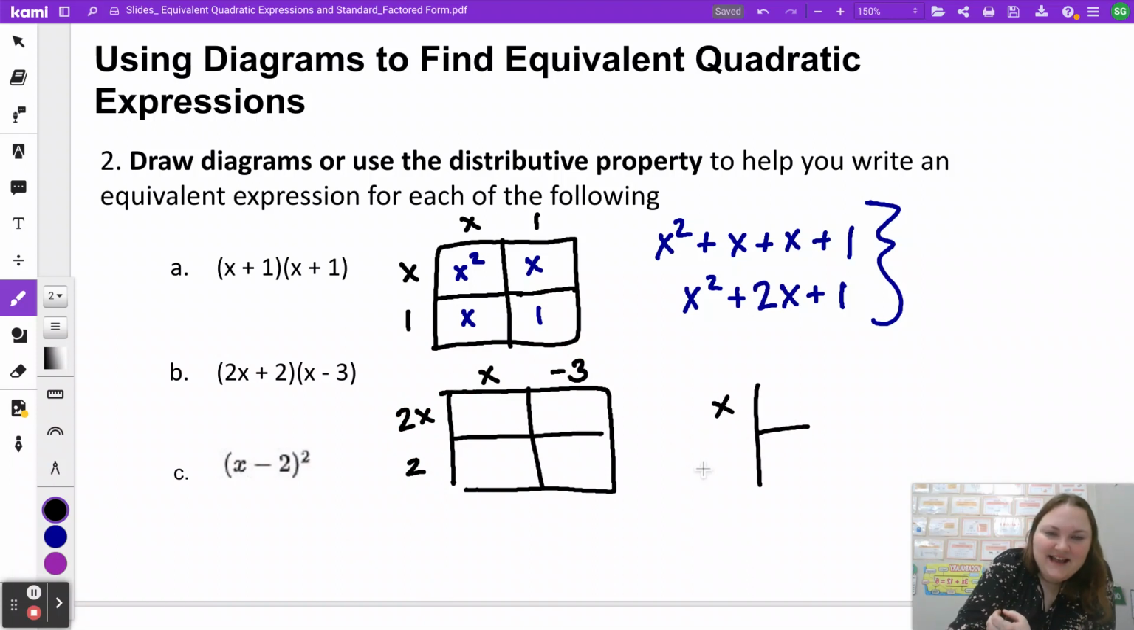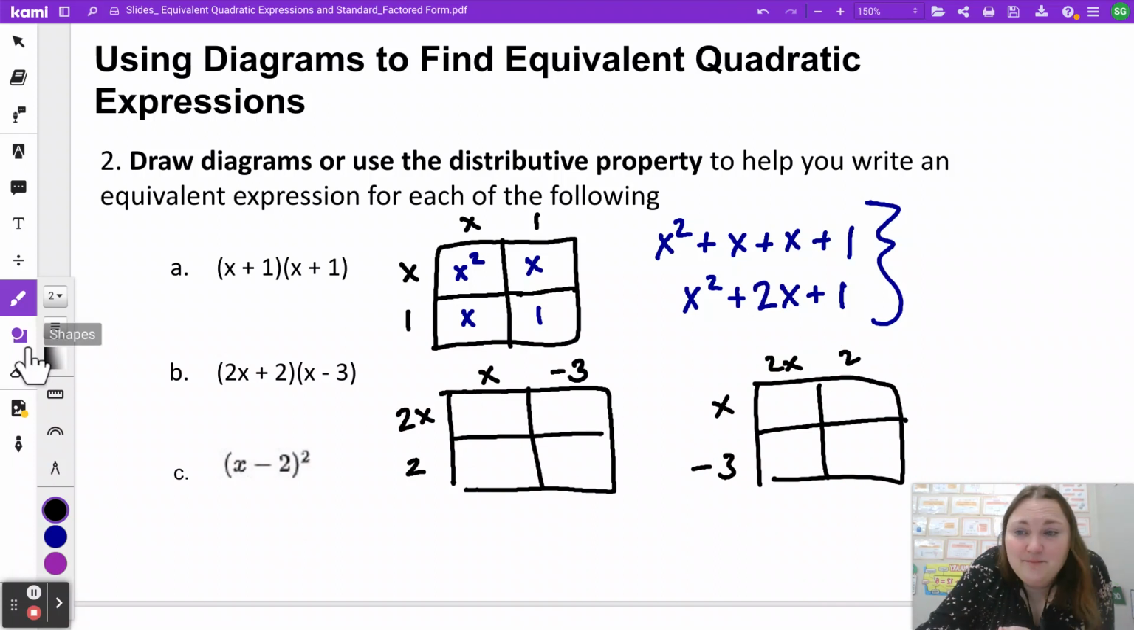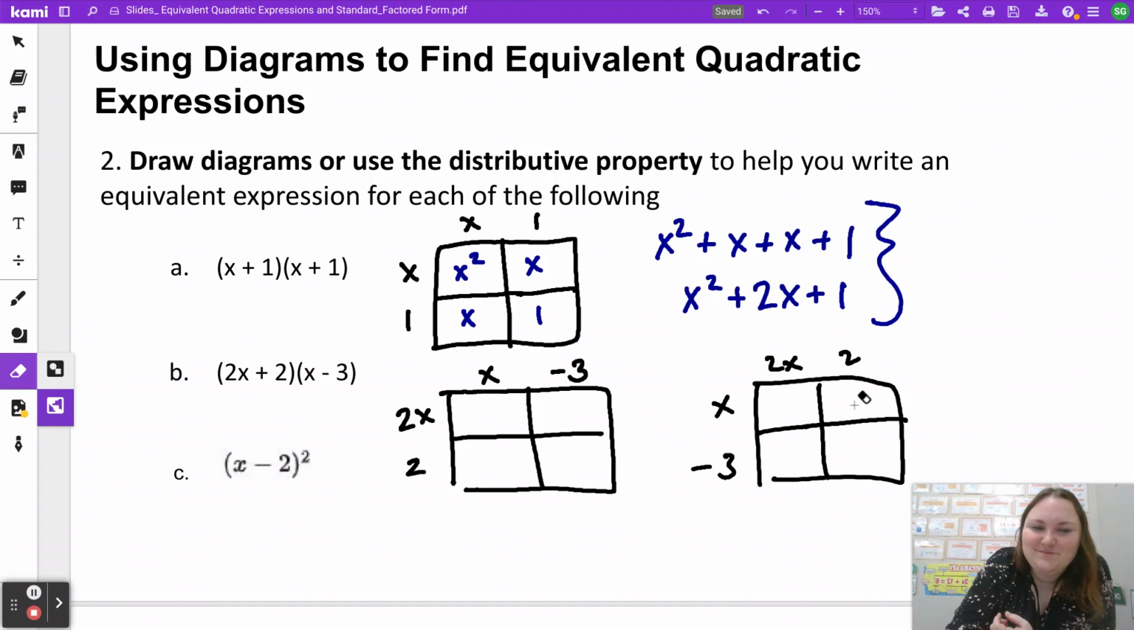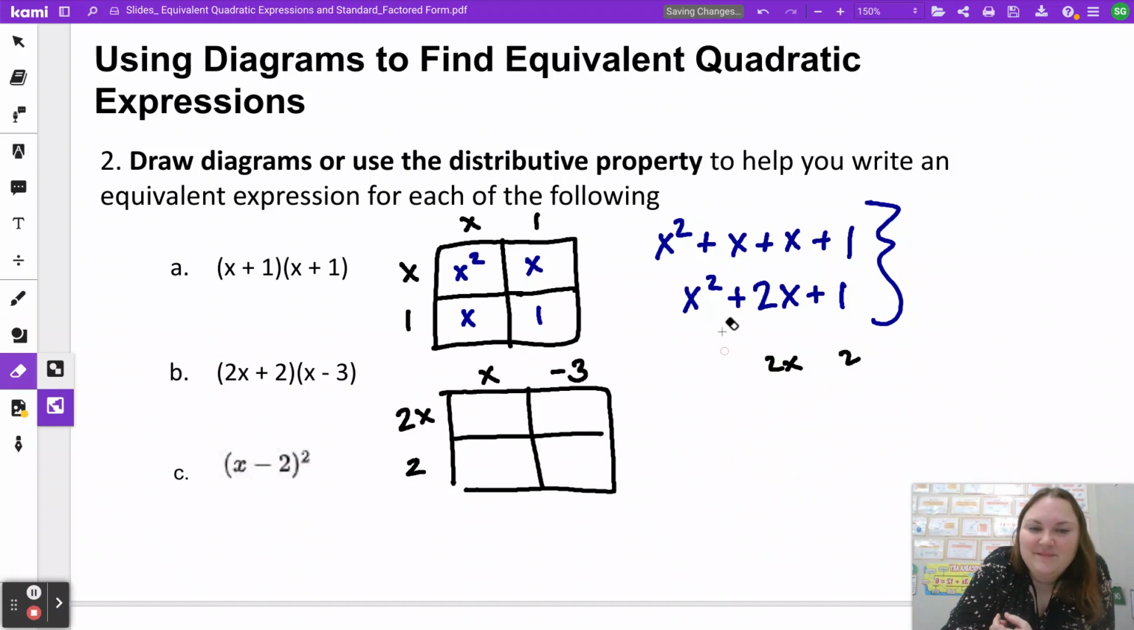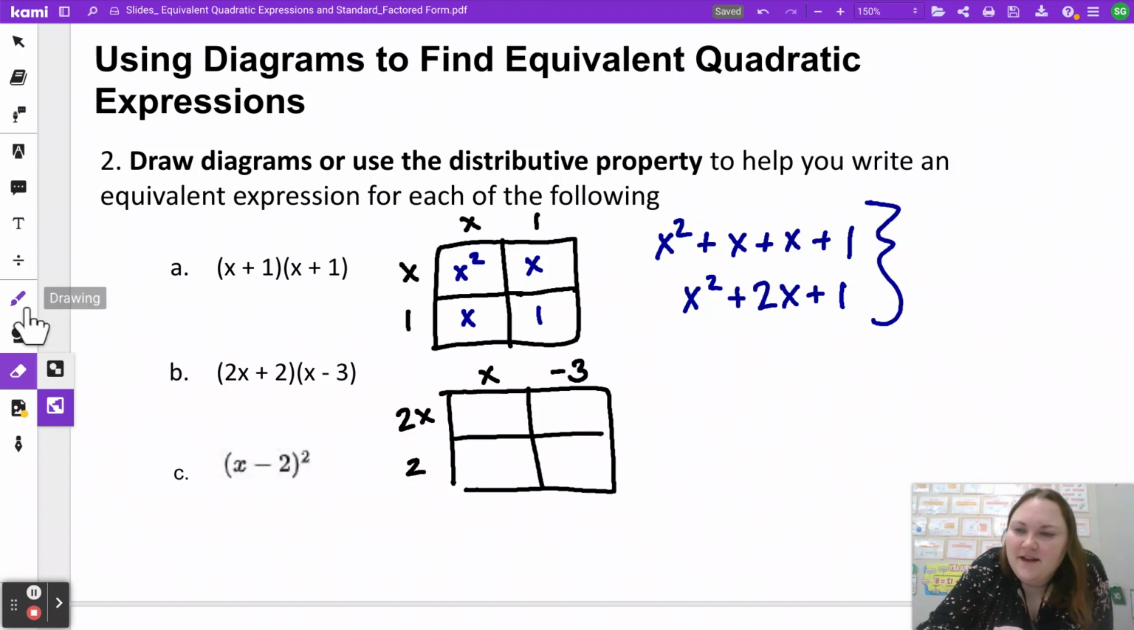I do want to mention, when you set up your diagram, it's okay if you have on this side the x and the negative 3, and then on the other side is where you put your 2x and 2. These will give you the same answers, I promise. The multiplication problems you might do in a different order, but it'll simplify to the same thing.